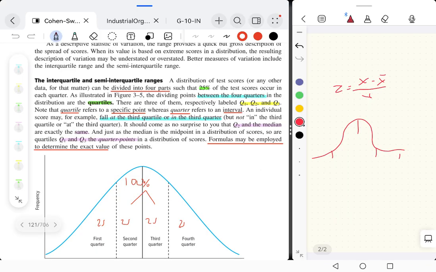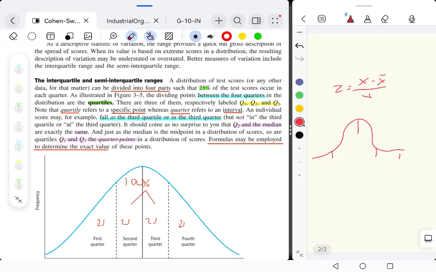So let's talk about interquartile and semi-interquartile range. But before that, let's talk about what quartiles are. From the word quartile, it means quarter. And we know that a quarter of something is 25% of it. So if we take a distribution of test scores, it can be divided into four parts, and these parts are called quartiles, such that 25% of the test scores occur in each quarter.